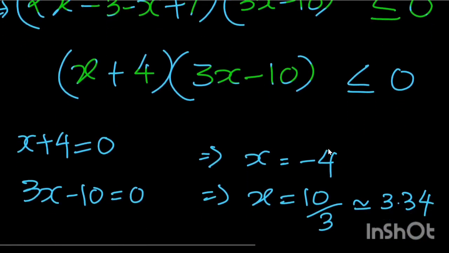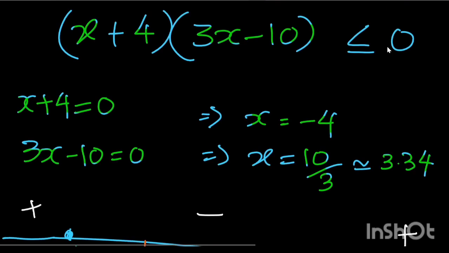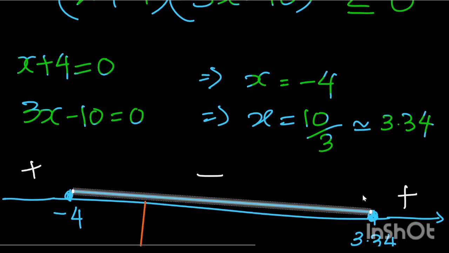Now this we will use the wavy curve method, quadratic inequality. The two zeros are minus 4 and 10 by 3, which is approximately 3.34. So we will plot them on the number line, and then we will use plus minus plus. Now since here it is less than equal to 0, we will take the minus sign solution. So we will take, guys, this from minus 4 to 3.34.